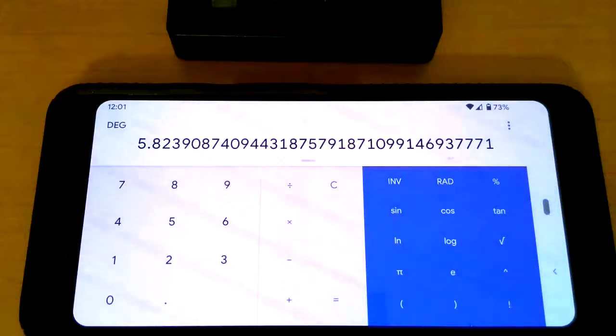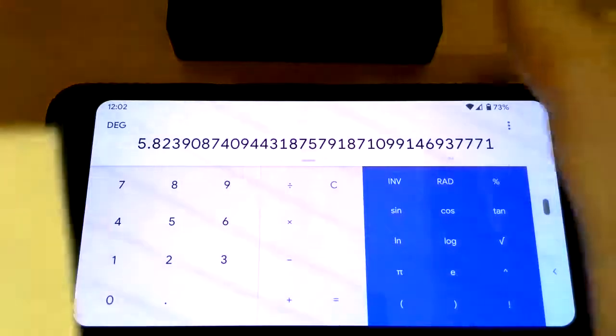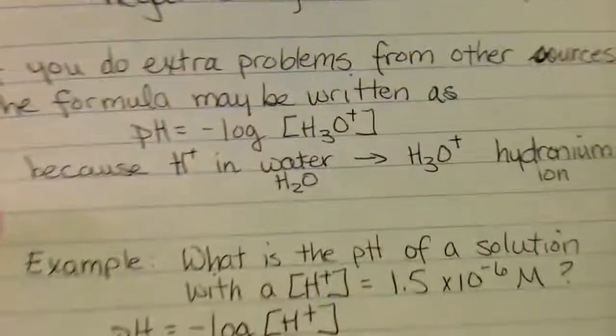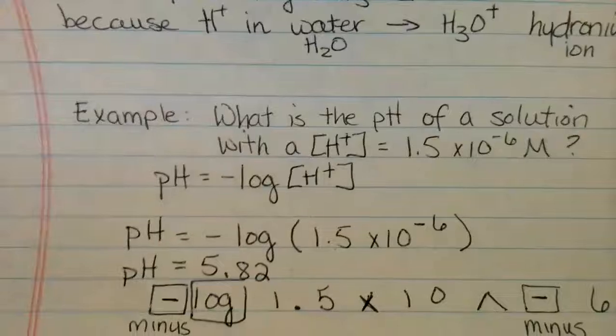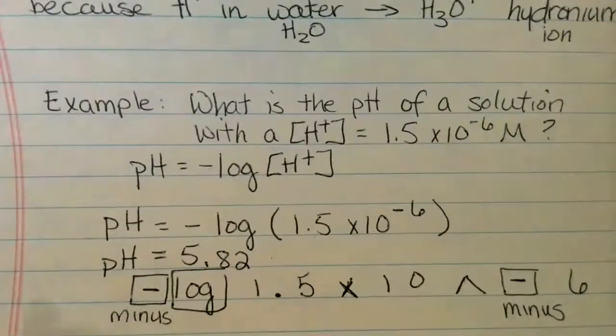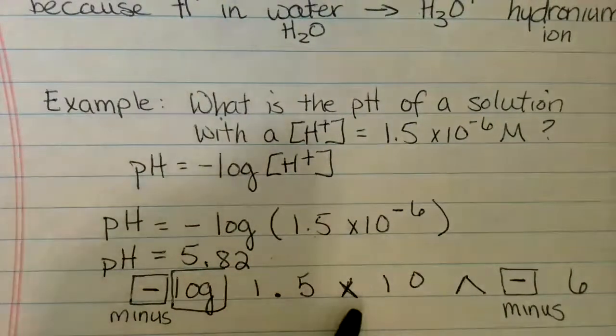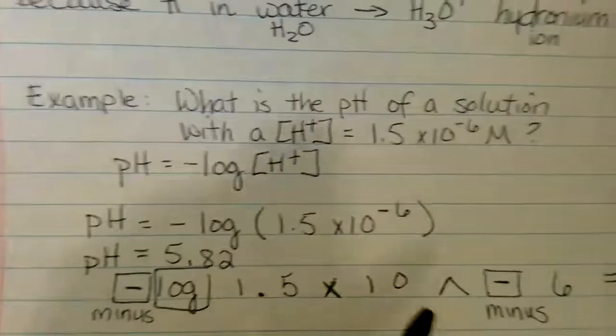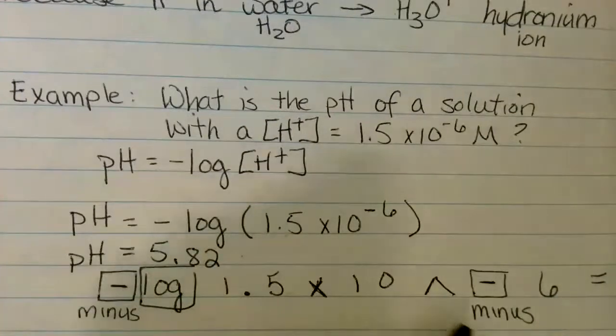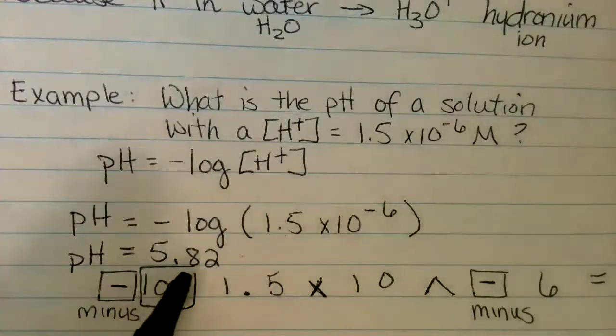This is an extremely long number. The next slide or slides coming up will tell you how to only keep a certain number of decimal places. I have here what our final answer will be. The pH will be the negative log, minus sign, log, 1.5, the times button, type in the number 10, hit the upside down V, hit the minus sign again, and 6, then the equal sign. This will give you a pH of 5.82.